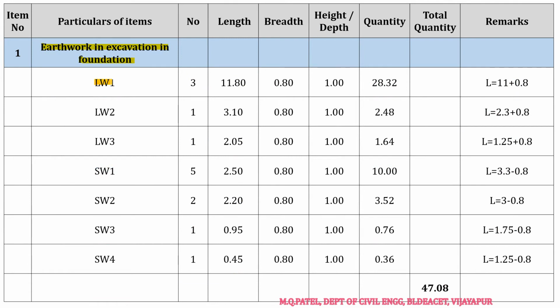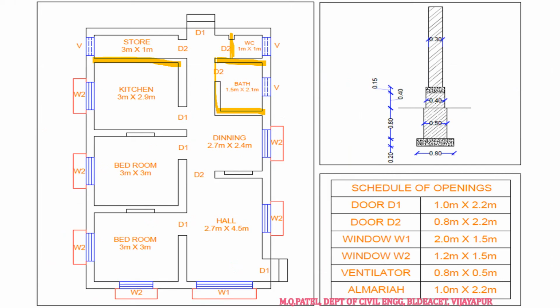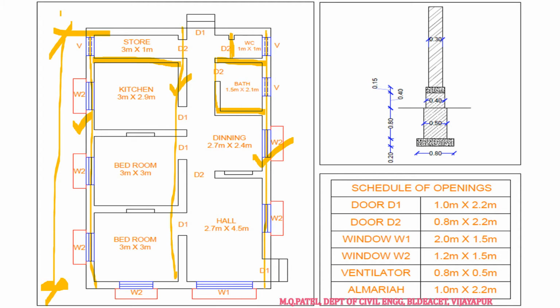So for earthwork excavation, I'll start with the long wall. I will take this length as the long wall, that means from this face till this face. I'll take this as long wall. This length will be equal to this length will be equal to this length, right? I hope you are getting this wall plus this wall plus this wall. All the three walls are of the same length, so I will take these walls as three numbers, right? I'll write it as three numbers.